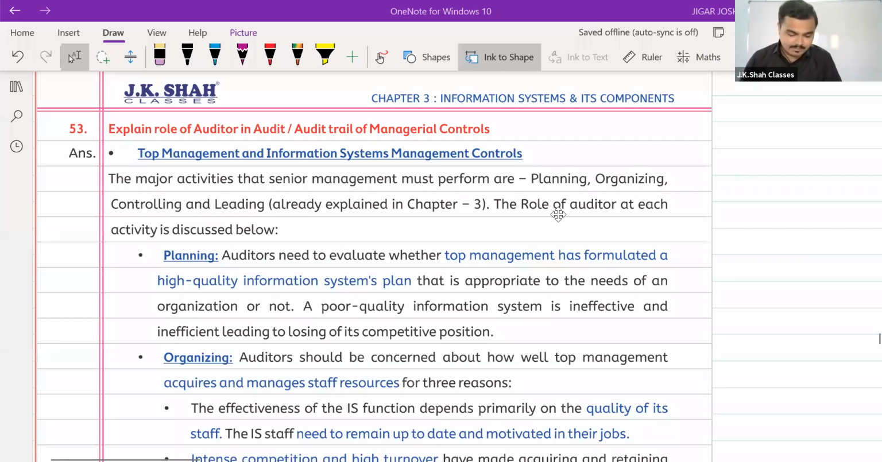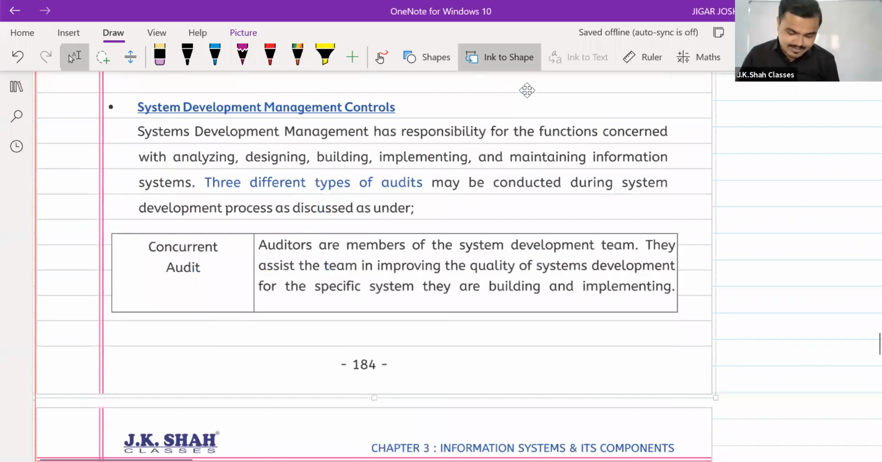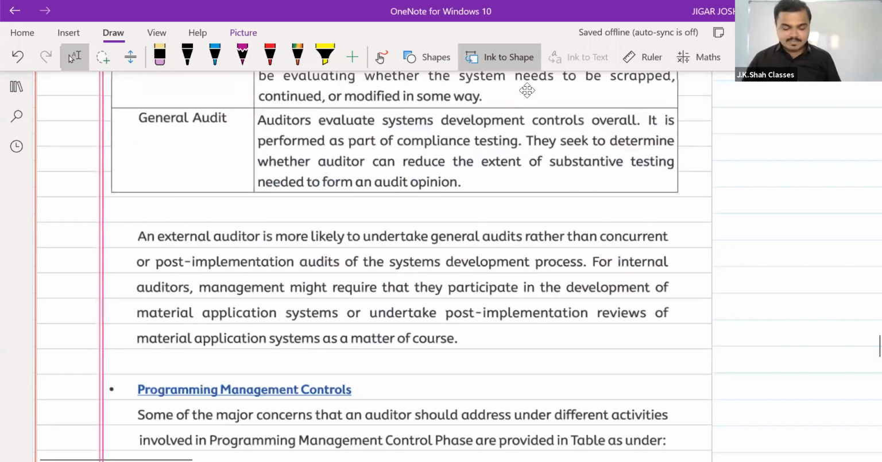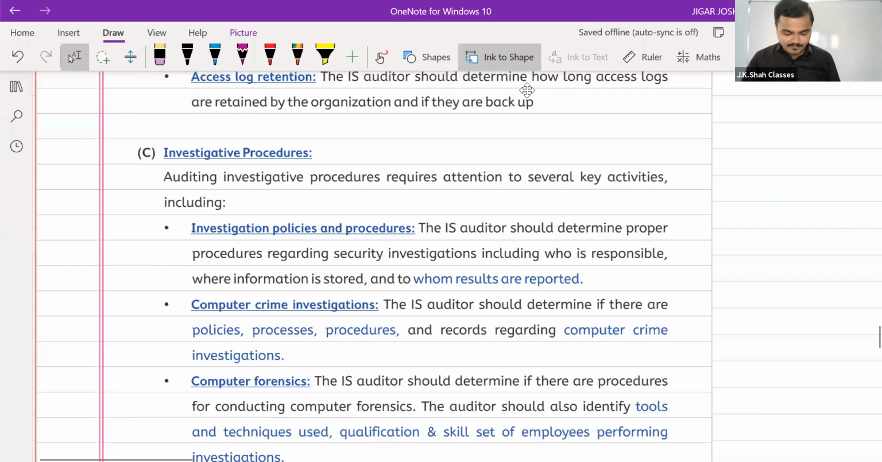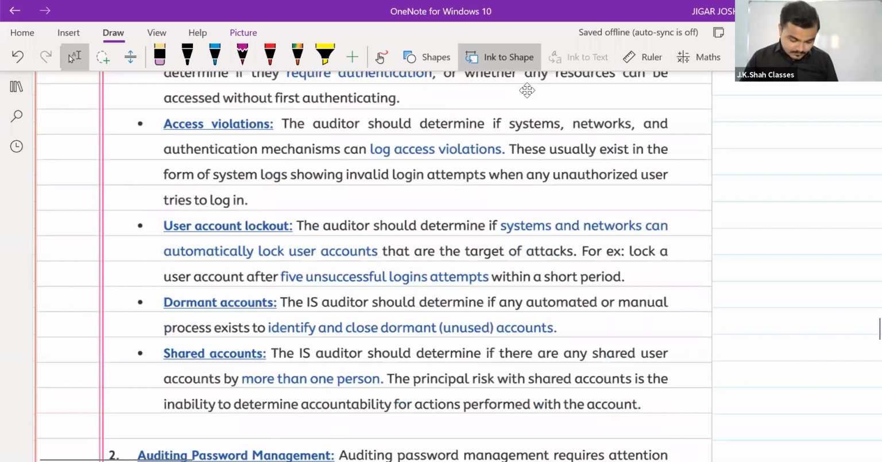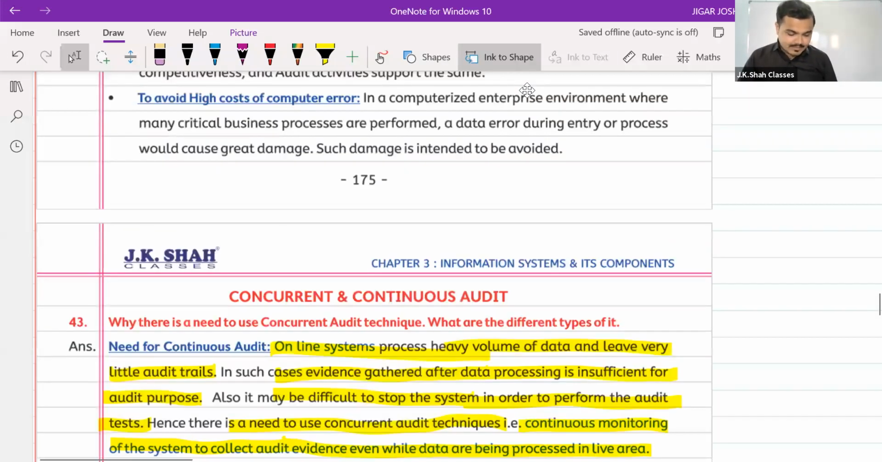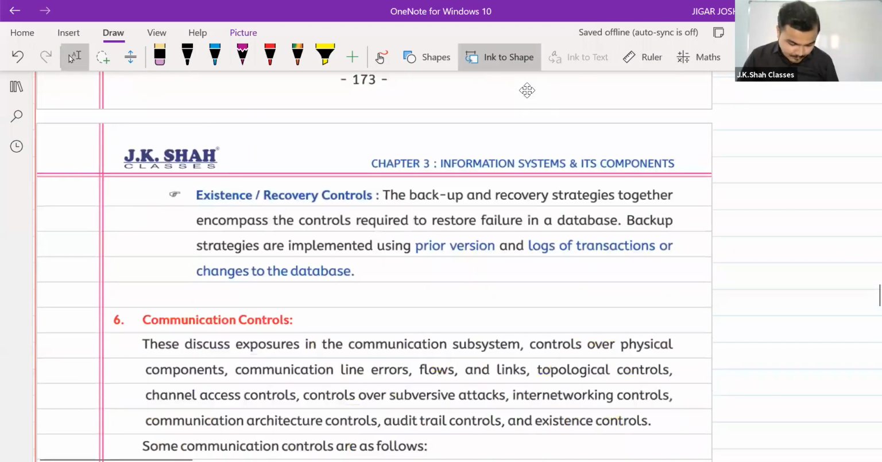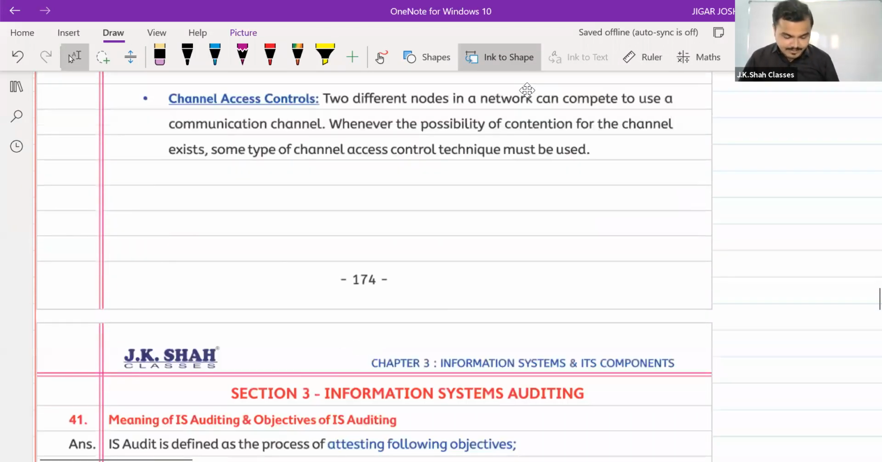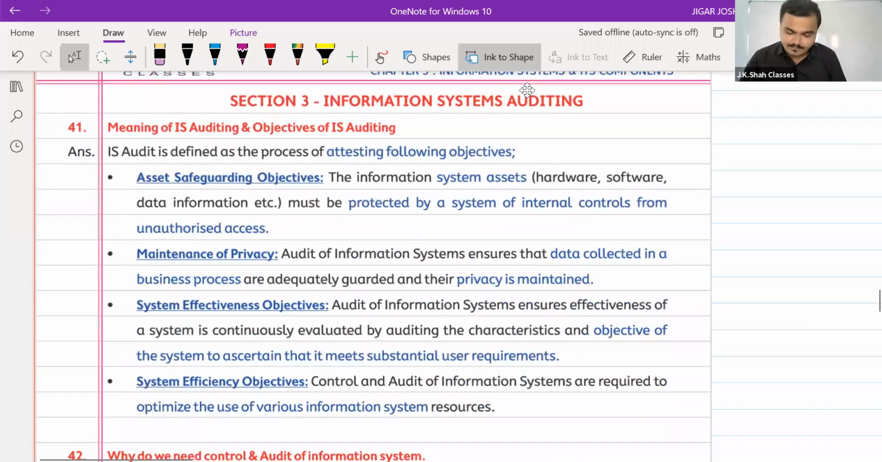Had you referred to question number 53? I had already asked you to refer to it, people, when I explained the management controls, that is planning, organizing, leading, controlling. It's the same answer. It's there. Just question number 53. Okay. Yes, sir. So, my dear chartered, if you refer to the important concept now, then please come over here. That is question number 41.